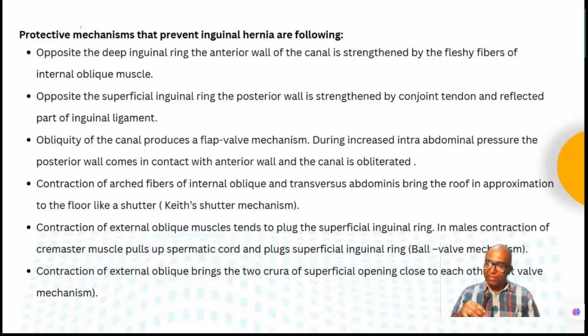So you have the slit valve mechanism, the ball valve mechanism, the shutter mechanism, then posterior wall strengthening at two places, and obliquity of the canal itself. So these are the total six mechanisms.